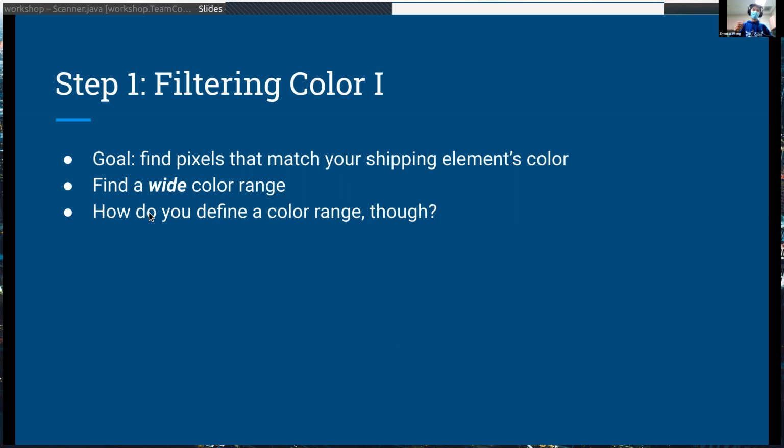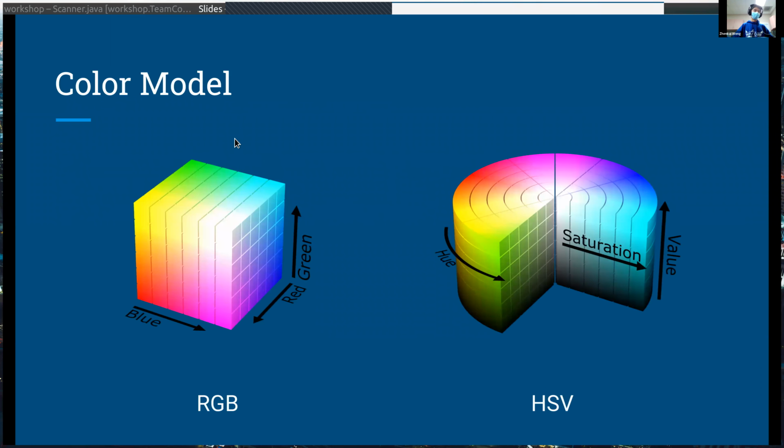But you might be wondering, how do we define a color range? There's a couple of color models available at our disposal. The most common one is RGB. Before we dive into the two color models, a color model defines how we can represent a color. For example, in the RGB color model, you create a color by adding various amounts of R, G, or B, and when you have the maximum amount of R, G, and B, you have white.